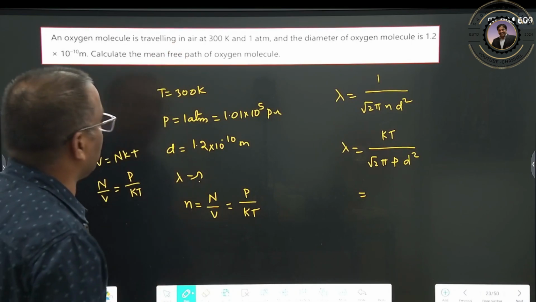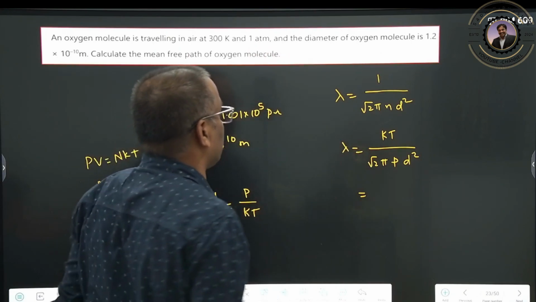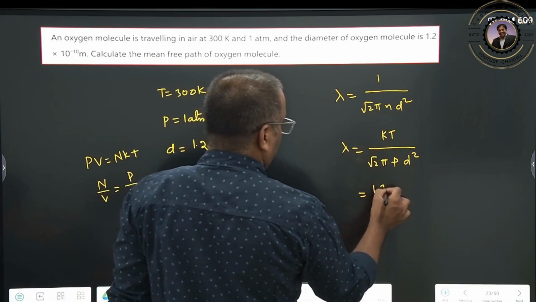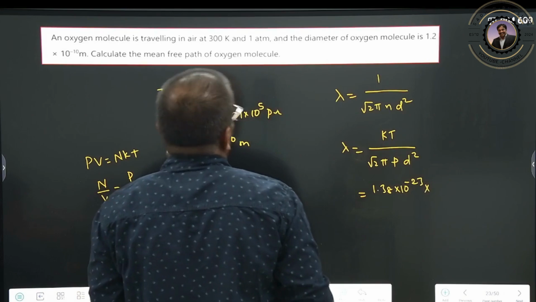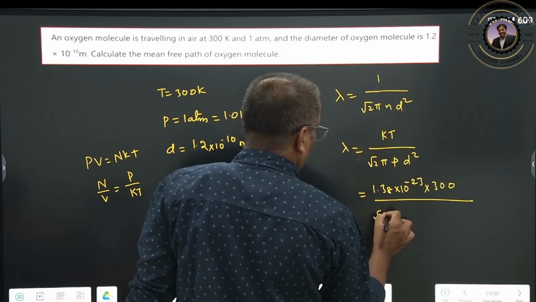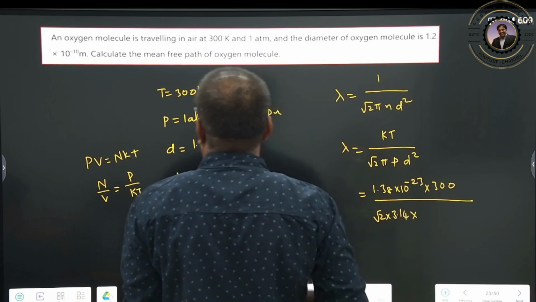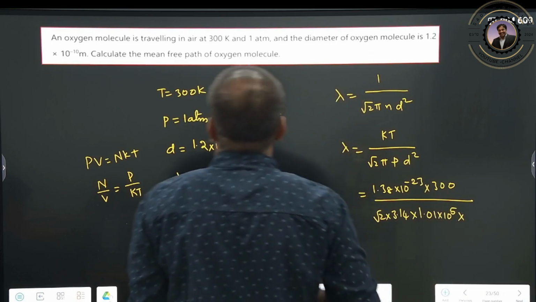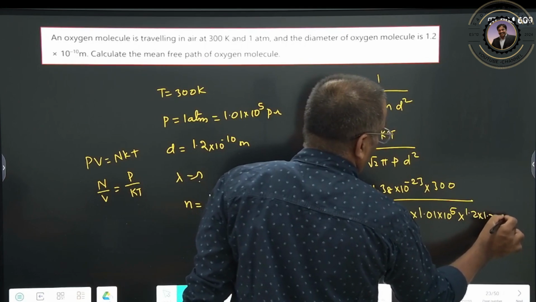Now everything is given. Temperature is 300, pressure is given, diameter is given, and the k value we already know. K is the Boltzmann constant. So 1.38 into 10 to the power of minus 23 into temperature 300, divided by root 2 into pi, that is 3.14, into pressure 1.01 into 10 to the power of 5 Pascal into diameter square, 1.2 into 1.2 into 10 to the power of minus 20.